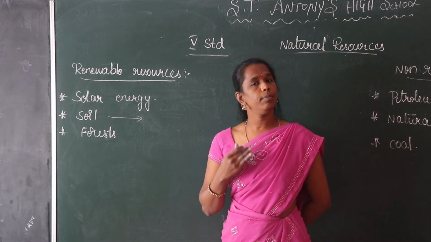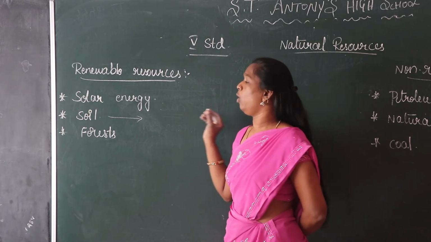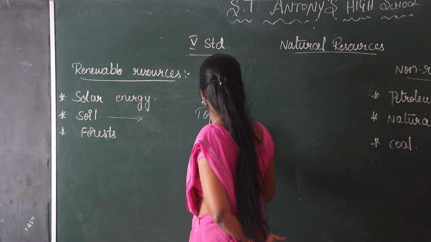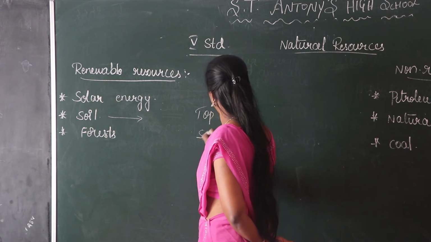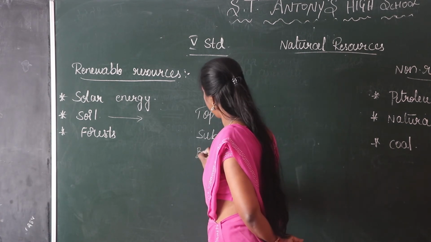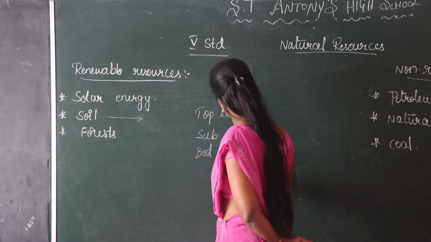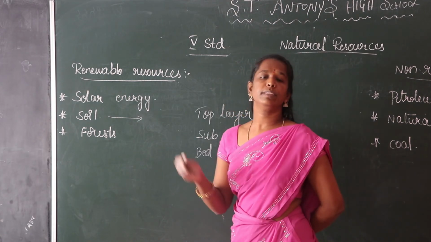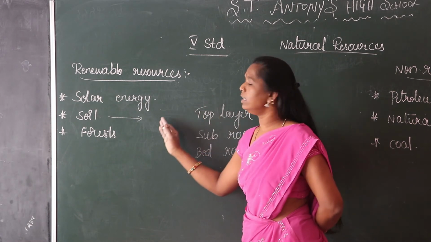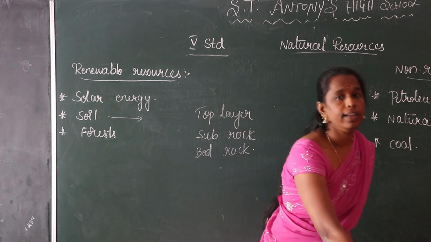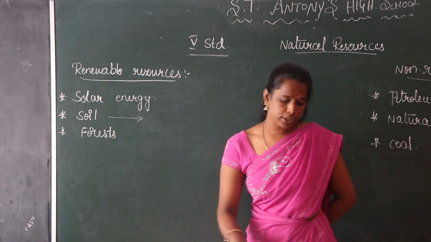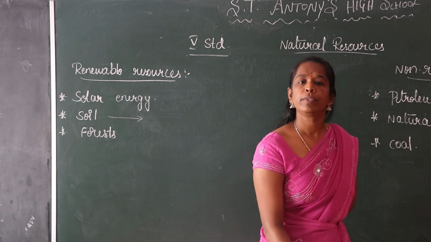You know, there are some layers of the soil: the top layer, the sub rock and the bedrock. So there are three layers, but we live on the top layer of the soil. Okay children, soil is very essential for human beings also.